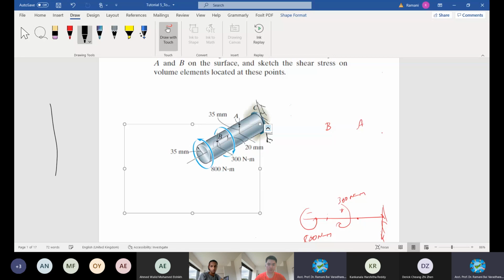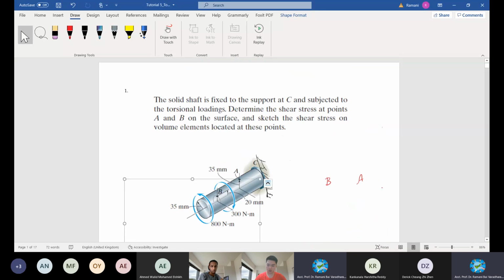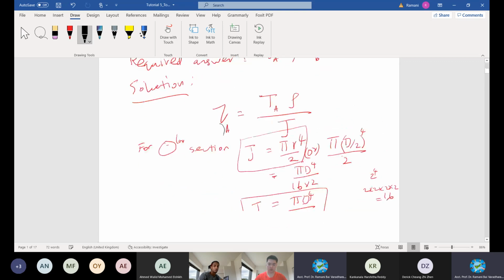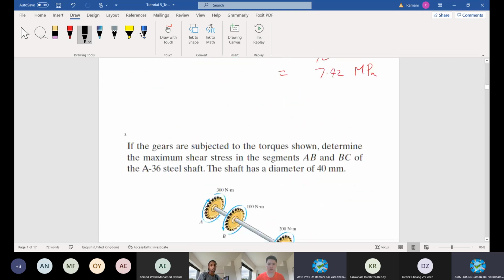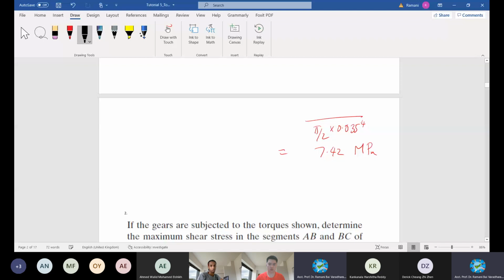Okay, what is the value here? I just draw the diagram cutting section here. Drawing the cutting section here at A and then at B. Let's draw the cross section at these two points. It will be just a diagram like this.